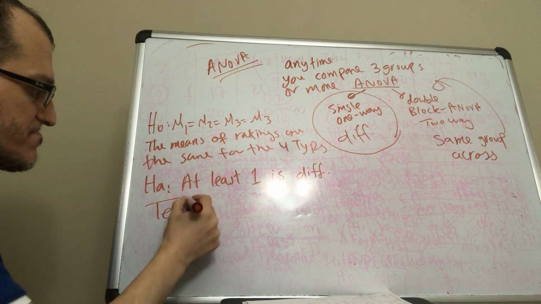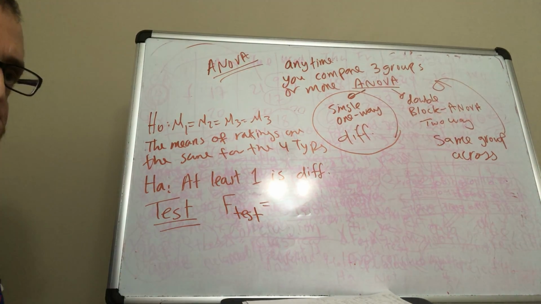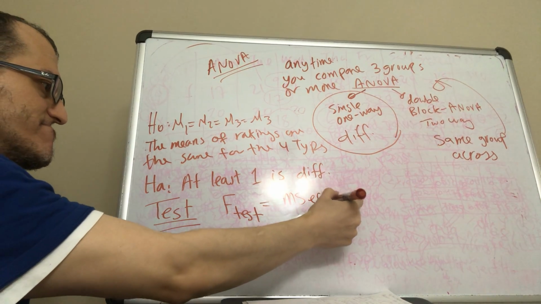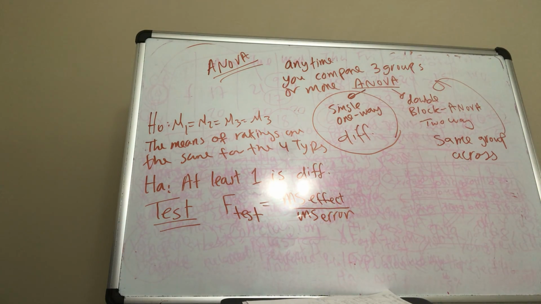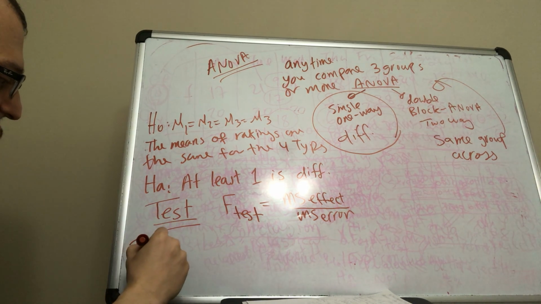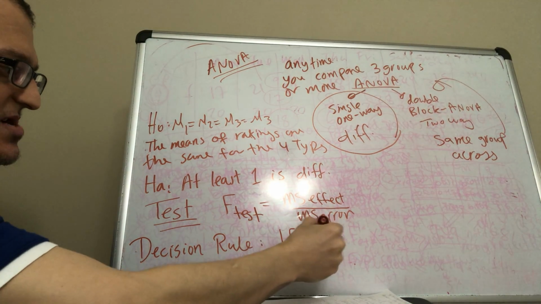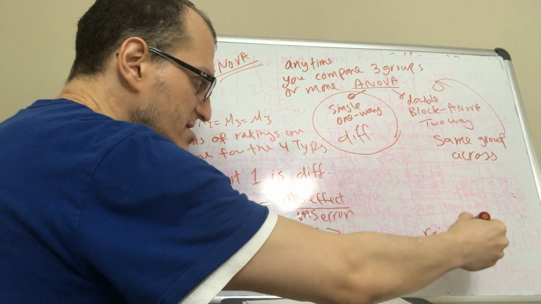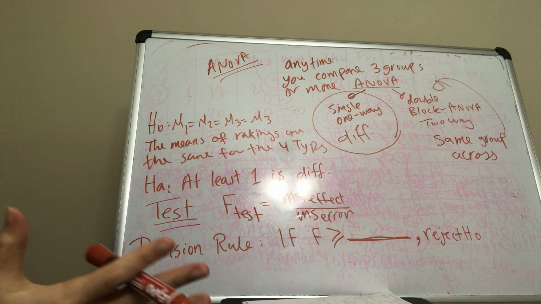Test. For single ANOVA, it's the famous F test, and it's MS effect over MS error. Decision rule. ANOVA is always like this. If F is more than or equal to the table value, reject H0. What is the number, or how to get it with the table, and how we find this number, leave it for now. We'll come back to it.